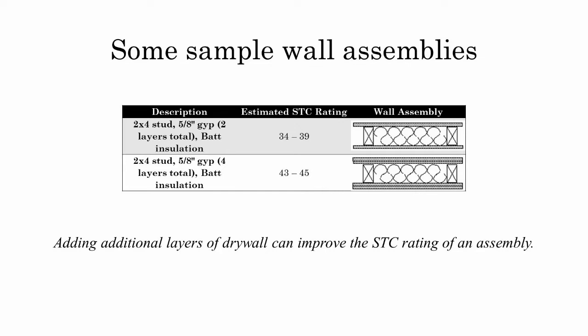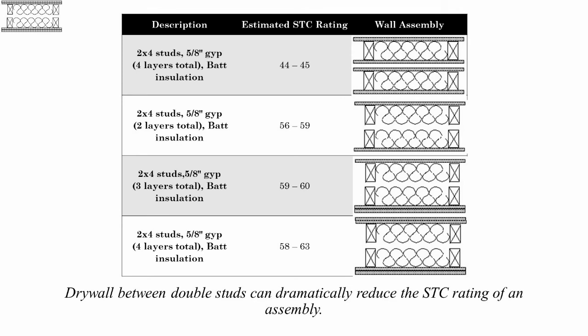Adding additional layers of drywall can improve the STC rating of an assembly. The next slide shows us a sample of 2x4 studs with 5/8 inch gyp and 4 layers in total, with batt insulation with rating of 44 to 45, and this is the wall assembly. Next is 2x4 stud with 5/8 inches gyp and 2 layers in total with batt insulation with a rating of 56 to 59. This is how it looks like.